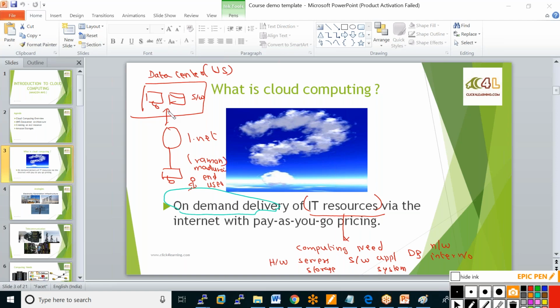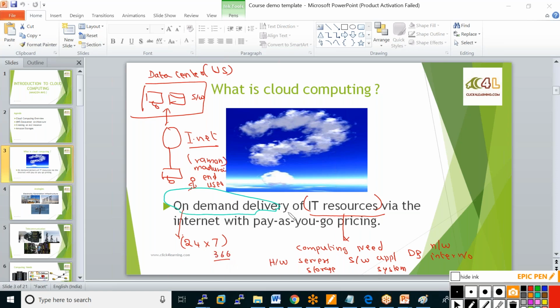Whichever resource I am in need of, which application software, which database, according to my requirement, I can make use of the resources here. For that, I need an internet connection. That is what is specified. I can get the resources whenever I need. Those resources are available 24 by 7, 24 hours a day, 7 days a week, 366 days a year.